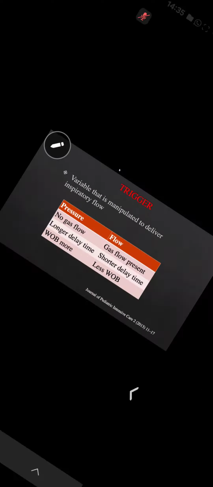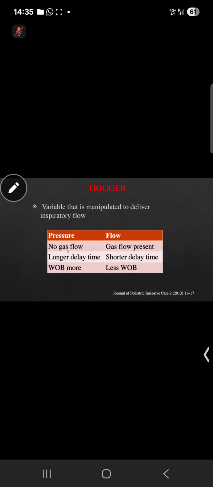So what trigger do we put on the ventilator? In a routine ventilator, we put a pressure trigger or a flow trigger. What happens in a pressure trigger? There is no gas flow, and we have to bring down the pressure to the trigger value, like I told you, -2. That means if the PEEP is 6, the pressure has to fall to 4 to start the breath. Here the work of breathing is more, because the patient has to really take a deep breath to get it down. In flow triggering, there is a gas flow present.